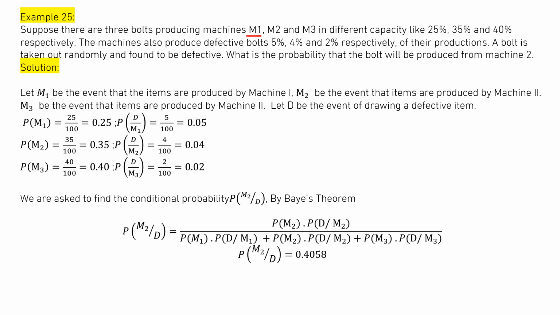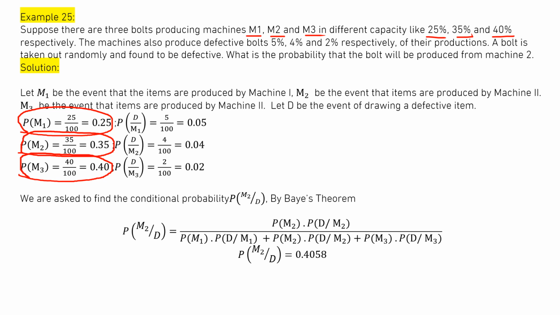Okay, same idea, M1, M2, M3: 25%, 35%, 40%. That means P of M1 equals 25 by 100 or 0.25. P of M2 is 35%, that is 35 by 100, 0.35. Probability of M3 is 40%, which is 40 by 100 or 0.40.